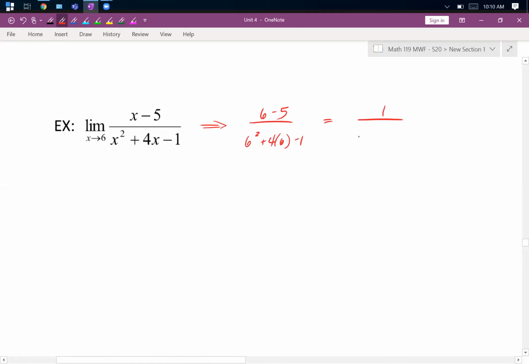So 1 in the numerator, 36 plus 24 minus 1 gives us 59 in the denominator. Questions?